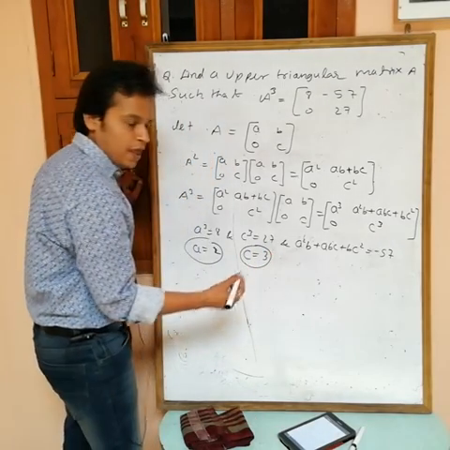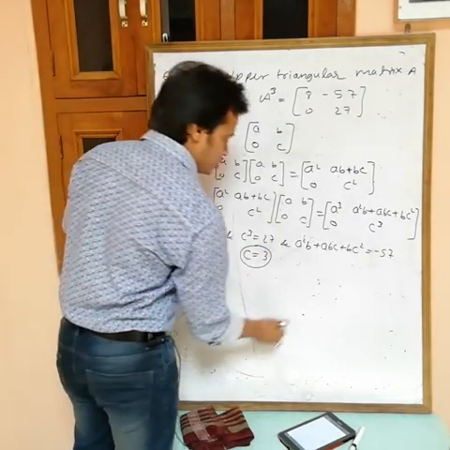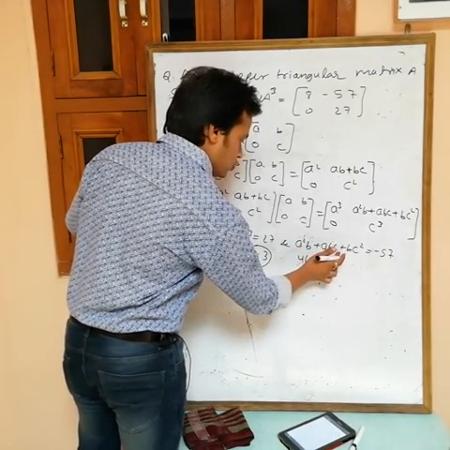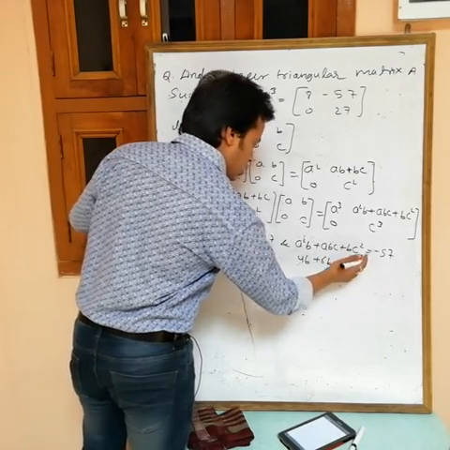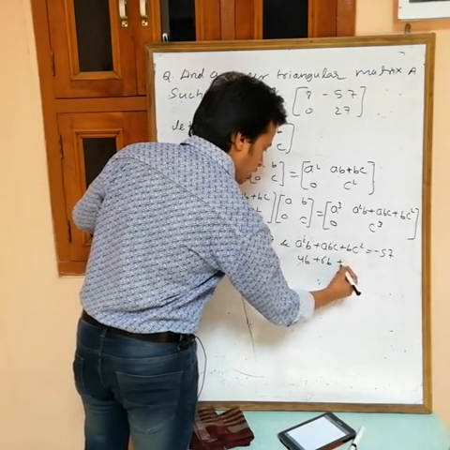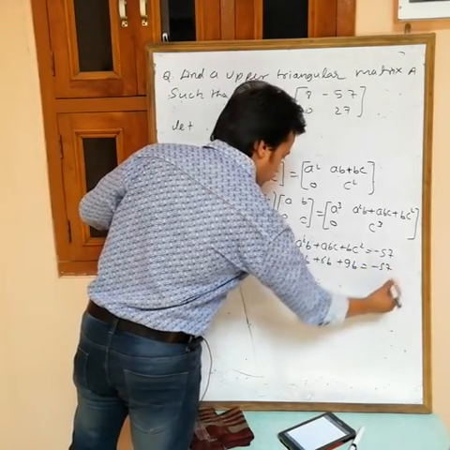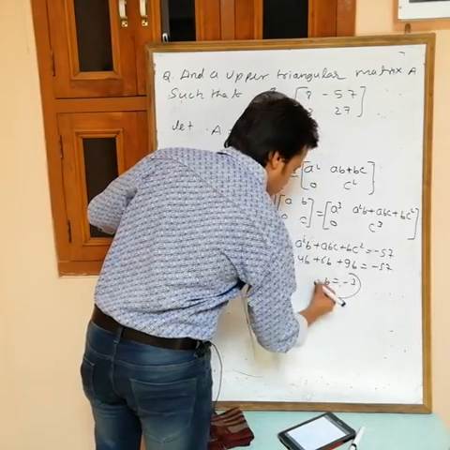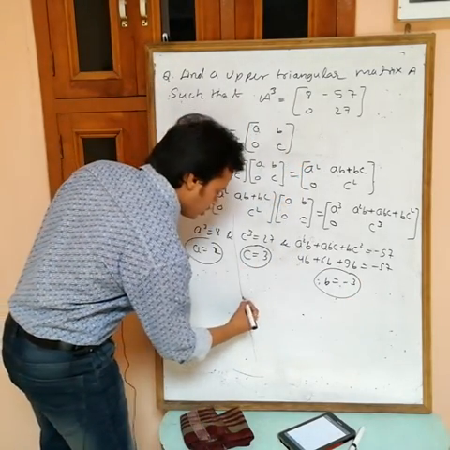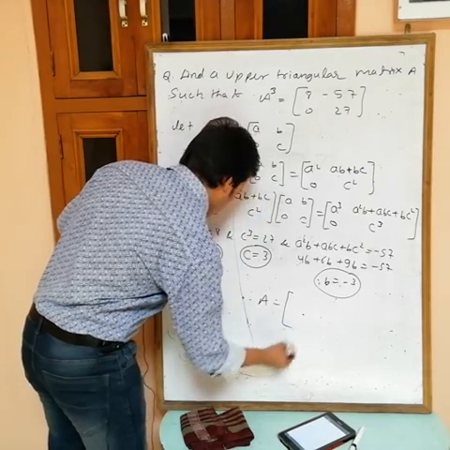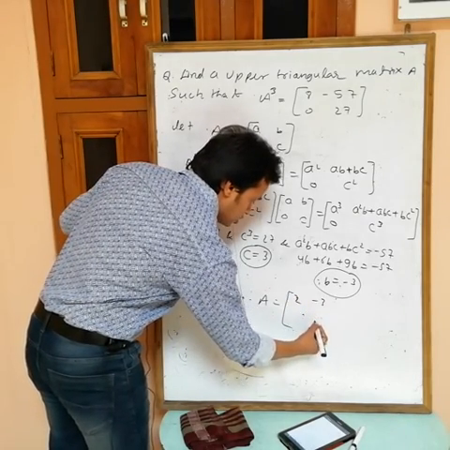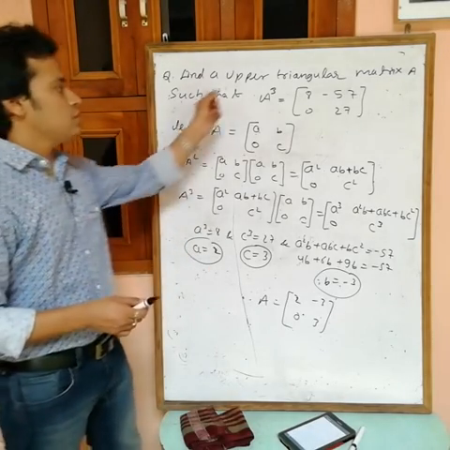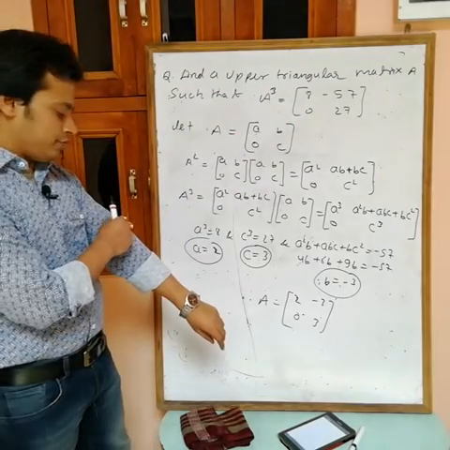Okay, now we have the values of a and c, put them in this one. So what are you getting? a equals 2, c equals 3. So 4b plus 2 times 3 times b, 6b, plus 9b equals minus 57. 19b equals minus 57, b equals minus 3. Okay, now we have the values of a, b, c. Therefore, A is [[2, -3], [0, 3]]. This is the upper triangular matrix A such that A cube is equal to this one. Okay, write down.